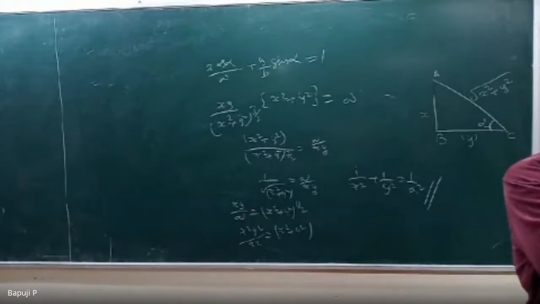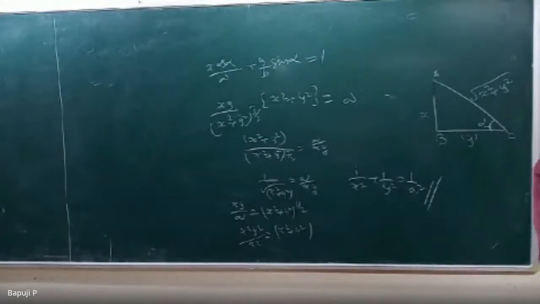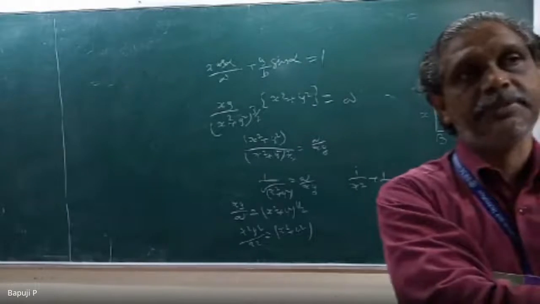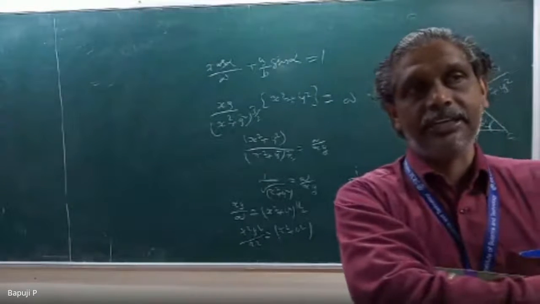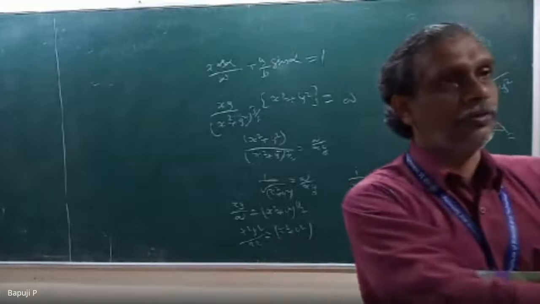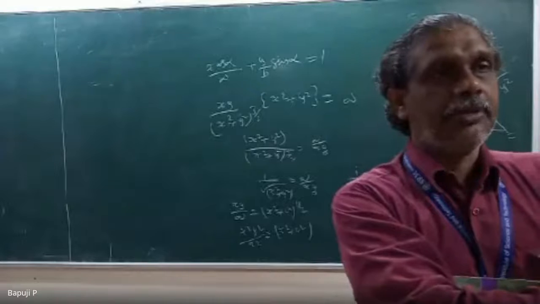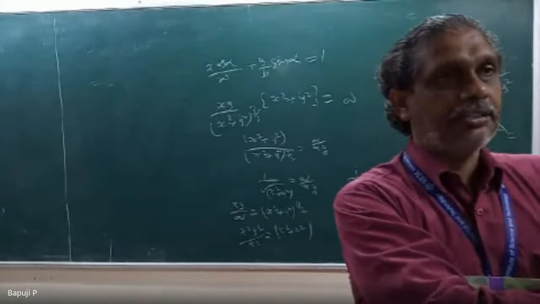X square you can change as xx1, y square you can change as yy1. So xx1 by a square plus yy1 by b square is equal to 1. Am I correct or not? Yes, sir. Okay. Put x1 is equal to a cos alpha, y1 is equal to b sin alpha.